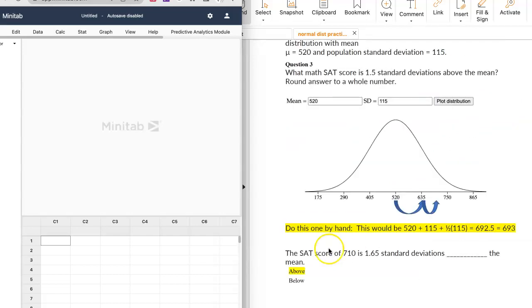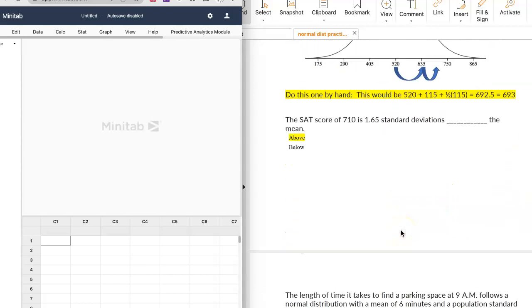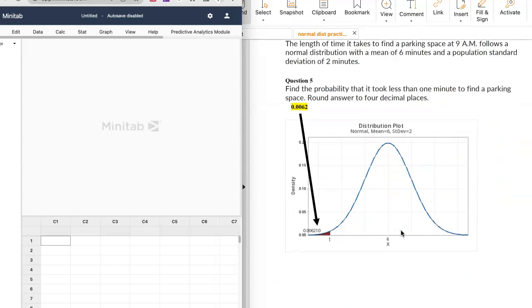Then the second question says you have an SAT score of 710, and asks whether that score is 1.65 standard deviations above the mean or below the mean. Well, if the mean is 520, then 710 is over here. And that should be probably about right there, and of course that is above the mean. So that's just an understanding problem that you can work by hand.